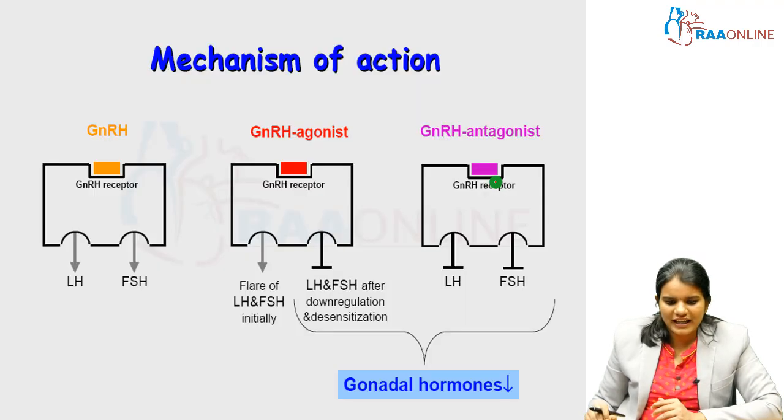So, the mechanism of action, as I told you, the GnRH will increase the LH and FSH. The agonist will go and sit on the GnRH receptor, will initially cause the flare of LH and FSH, and decrease it after downregulation and desensitization. An antagonist will sit on the GnRH receptor and then it will block the LH and FSH.